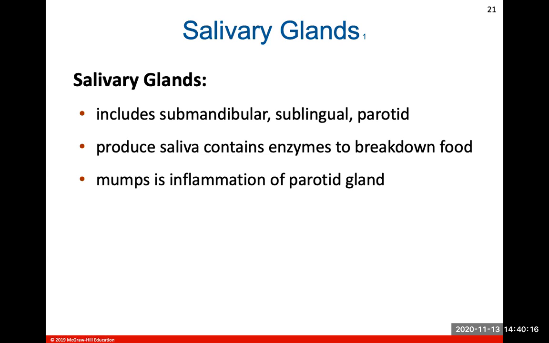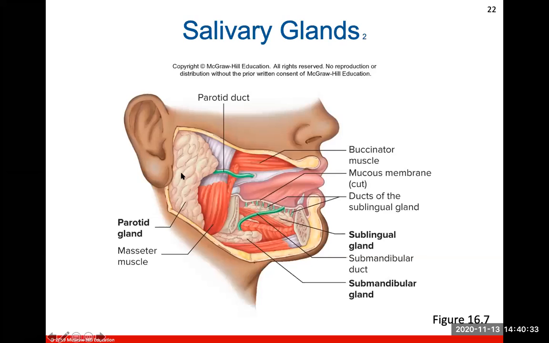Then here are your submandibular glands, your salivary glands. You have three: submandibular, sublingual, and the parotid, and they will be very important in producing saliva that contains enzymes to break down food. Mumps is an inflammation of the parotid gland, and the parotid gland is located right here. It kind of lies on top of the masseter muscle.